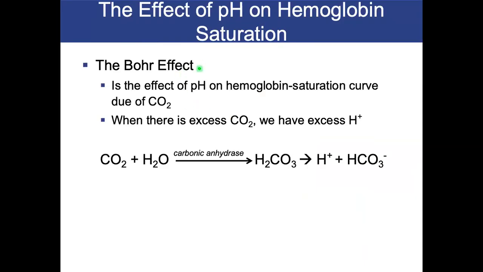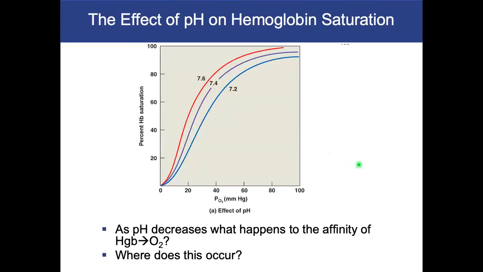So again, to reiterate, the Bohr effect is the effect pH has on the hemoglobin saturation curve because of CO2. When there's excess CO2, because CO2 and water make acid, you have excess protons, right? So CO2 plus water in the presence of carbonic anhydrase, what would happen regardless? But carbonic anhydrase is that enzyme on the red blood cells that catalyzes this reaction to make carbonic acid, and then that dissociates into protons and bicarbonate ions. So let's take a look at this. And again, this is pH effects on hemoglobin, so you should take a look at the blood lecture again, because we talked about it already.